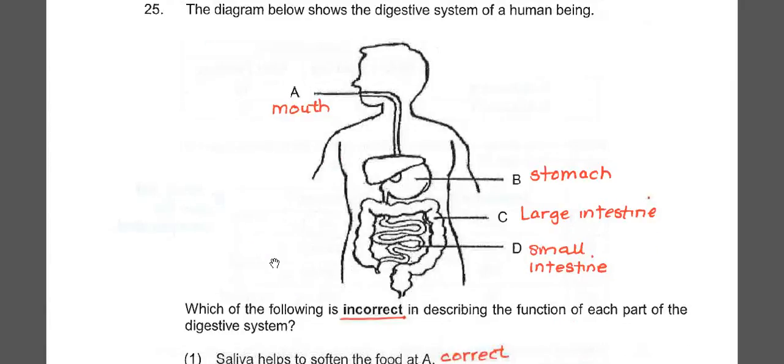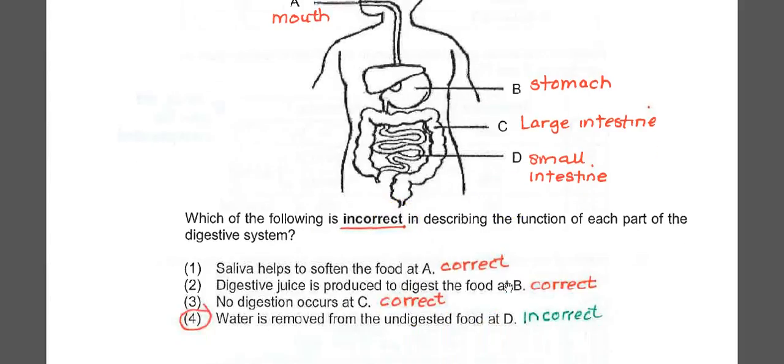If you see a diagram like this, it will be a good habit if you start writing the parts, you know, get used to it. Mouth, stomach, large intestine, small intestine. Which of the following is incorrect? Okay, in describing the function of the digestive system. Right, this is correct. Saliva helps to soften the food. This is correct, and the last one is wrong.